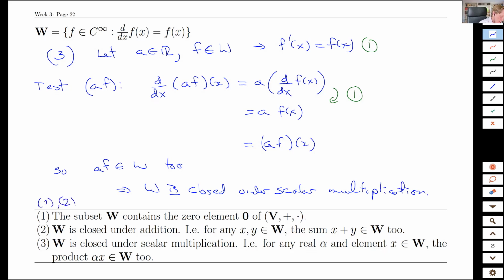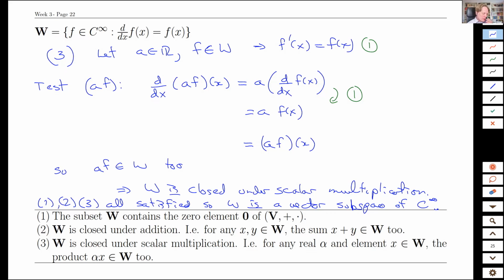1, 2, and 3 are all satisfied. So W is a vector subspace of C infinity. In other words, it's some kind of coherent set of all possible functions. This set of functions who equal their own derivatives, somehow it has this structure where I can add elements in that set and still stay in the set. I can scale them and still stay in the set, and the zero element's in there as well.